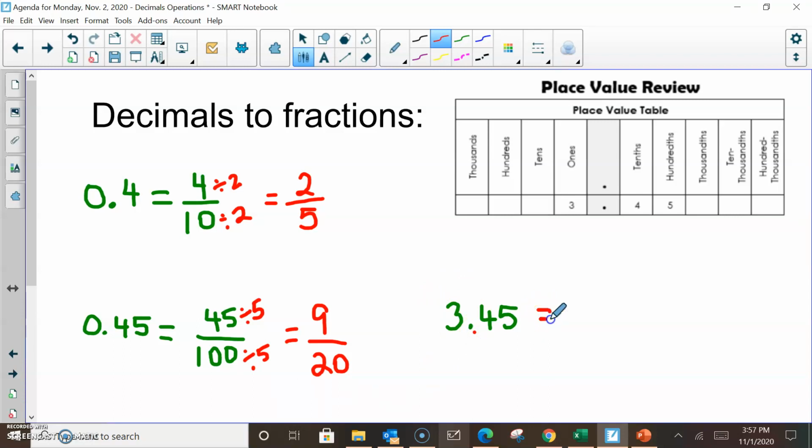Let's say now we have a whole number to the left of our decimal. In this case, we would have 3, that's still the same, it's part of our mixed number now, 3 and 45 hundredths, just like we did in the previous problem. And again, we can simplify, and this will be 3 and 9/20ths as our equivalent mixed number.